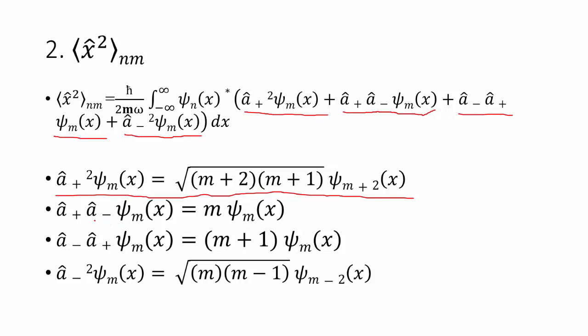And a+ times a− operating on ψ_n is lowering it first and then raising it. So we have n times ψ_n, which is the original wave function. For a− times a+ operating on ψ_n, we have it raised first and lowered later, so we have n plus 1 times ψ_n. And for a− squared times ψ_n, we have the square root of n times (n−1) times ψ_(n−2). It's been lowered twice.